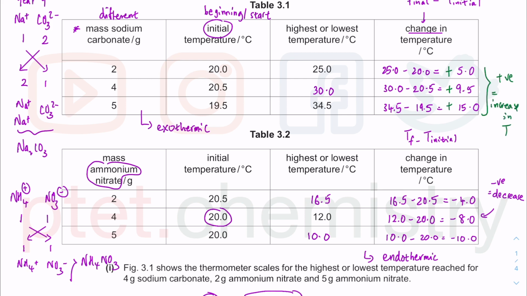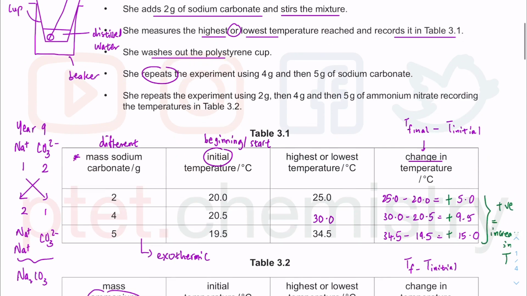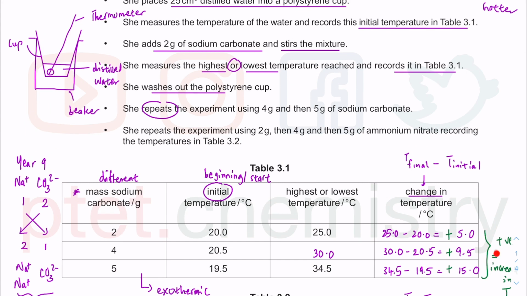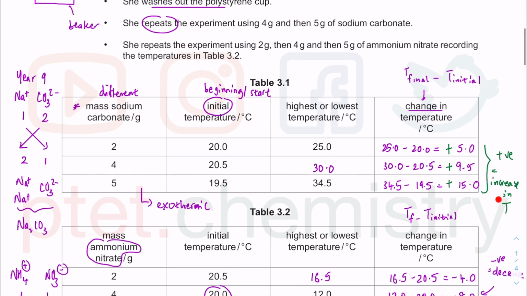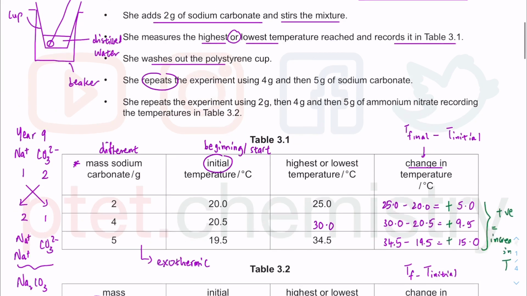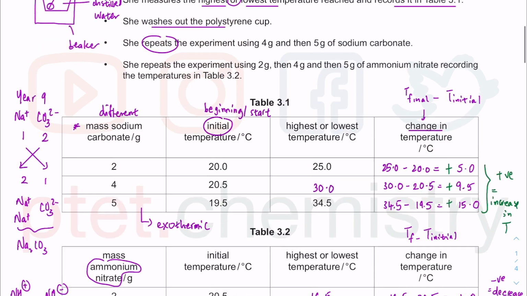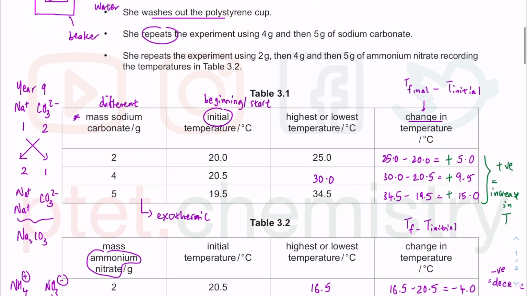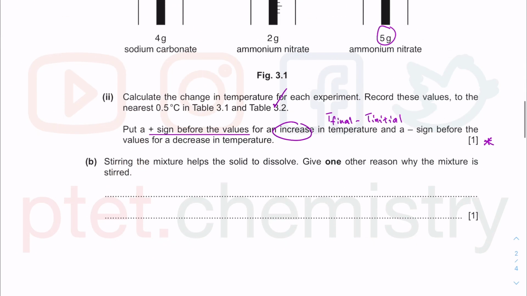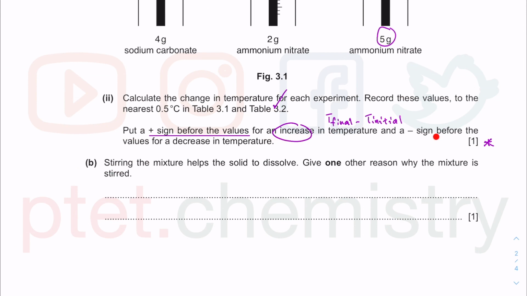That is because your water, your distilled water, where you dip in the thermometer, increases in temperature. It gets hotter because the reaction of the system gives out heat energy, gives out thermal energy, transferring the thermal energy from the reaction to the surrounding, which is the distilled water. That's why we see an increase in temperature there. And we have to put in the plus for an increase in temperature and the minus for a decrease in temperature. You got to read the question carefully, okay?